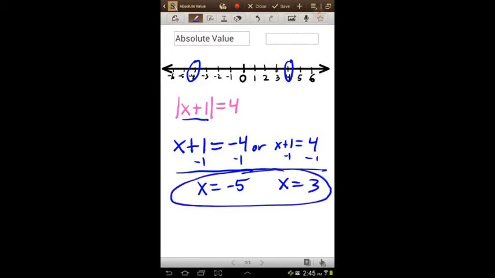So our unknown for x plus 1 to have an absolute value of 4 could be -5 or could be +3. So since both of them work, they both have to be our answers. Got to show them both. Let's do another example like that.